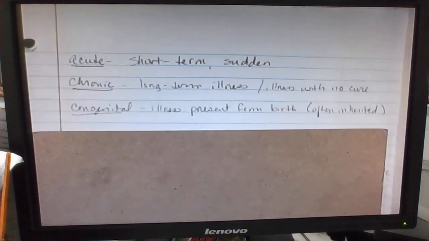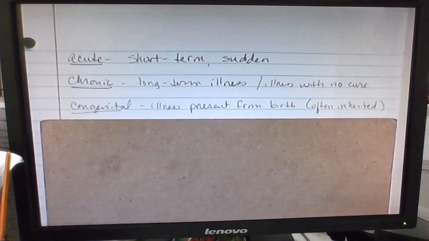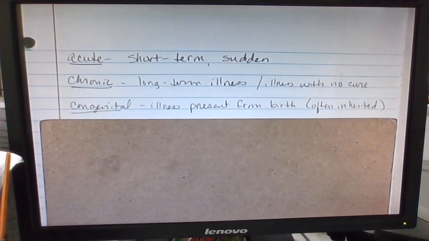Congenital is something that's present from birth. Most often it's inherited, but pollutants can cause congenital birth defects. If mom or grandma was exposed to pollutants, then they can be giving it to their offspring and not even realize it.